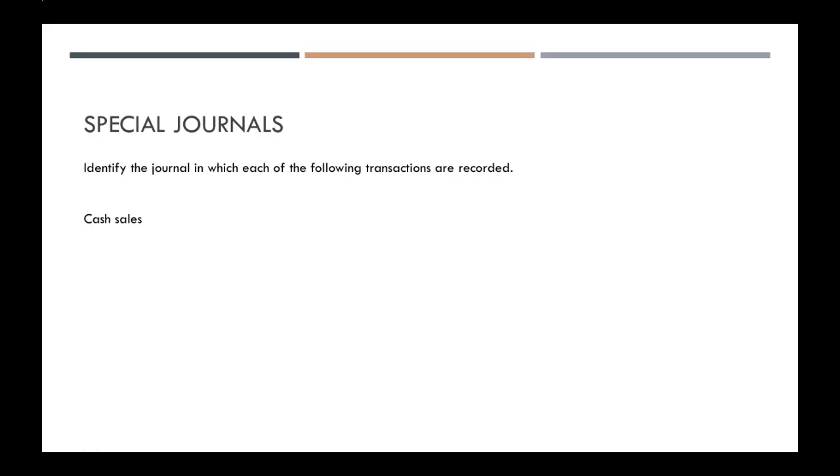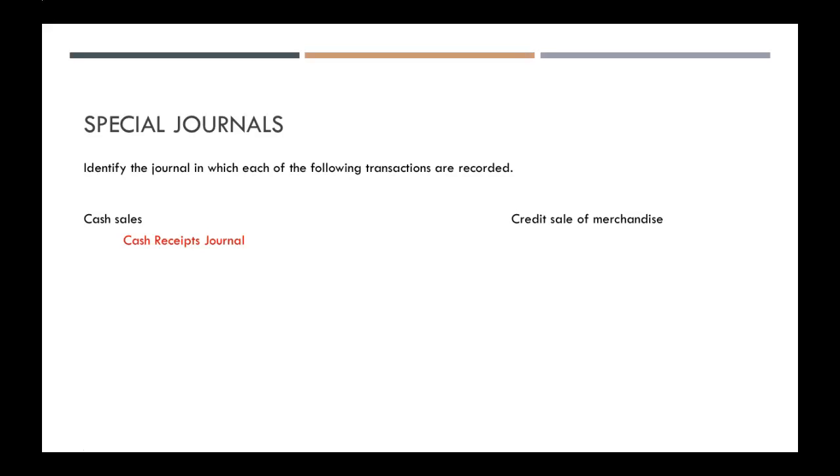Then we think about what's happening with this cash. Well, we are making sales. So if we make sales and are getting cash, that will fall into the cash receipts journal. Whenever you are receiving cash, we put that transaction into our cash receipts journal.